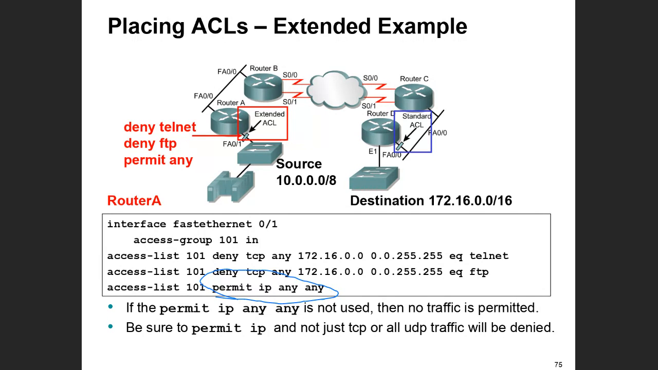So be sure and permit IP, not permit TCP or UDP. If I say permit TCP, no UDP traffic takes place. Oh, nobody can do any DNS lookups. If I permit UDP traffic and no TCP traffic, nobody can go to the web server. So permit IP at layer 3.